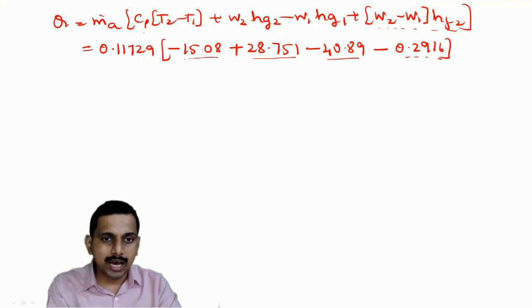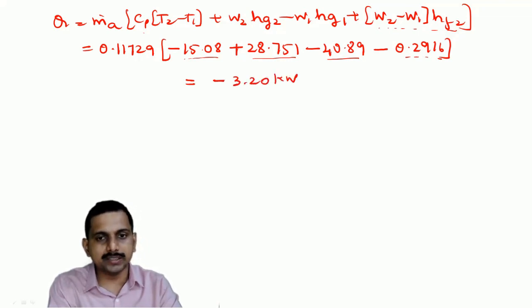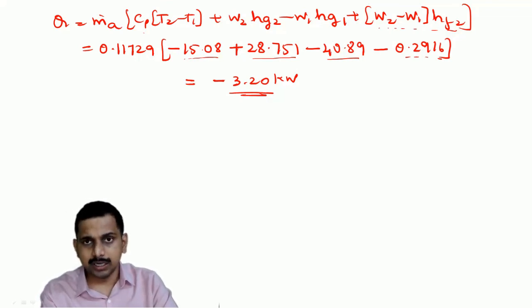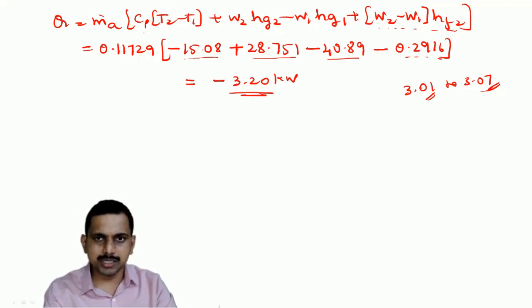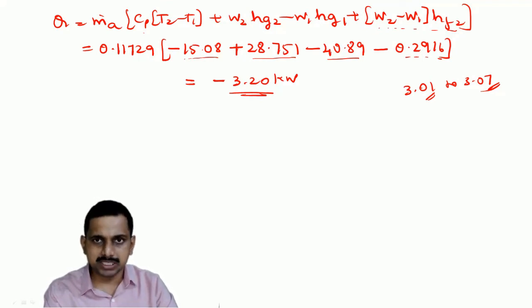So when I did the answer what I got was minus 3.20 kilowatt. The answer given in the answer keys is 3.01 to 3.07. Somehow I did not get that answer. There might be some calculation mistake or something, I am not sure about it, but the procedure is correct. If you find any calculation mistake, please tell me.